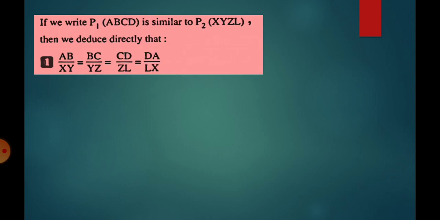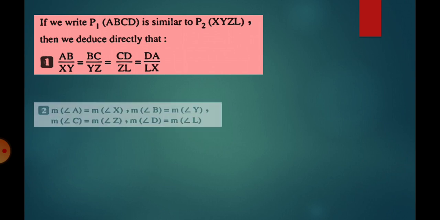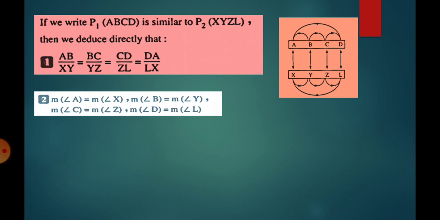If we write the first polygon ABCD is similar to the second polygon XYZL, then we deduce directly that the corresponding sides are proportional and the corresponding angles are equal. Then AB over XY equals BC over YZ. Here the order is necessary. A is first, X is first, B second, Y second, C third, and so on.